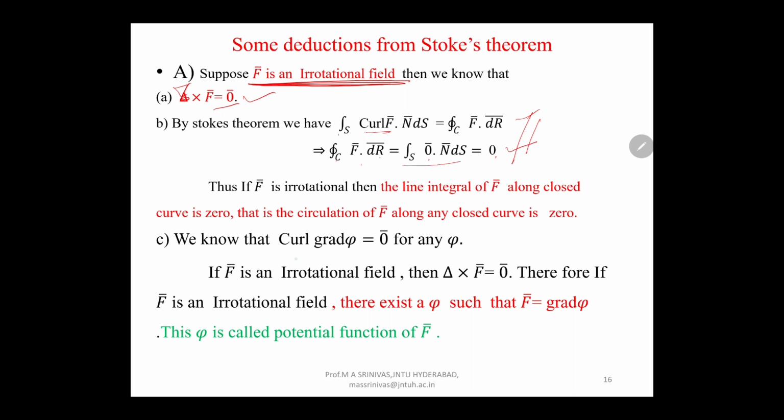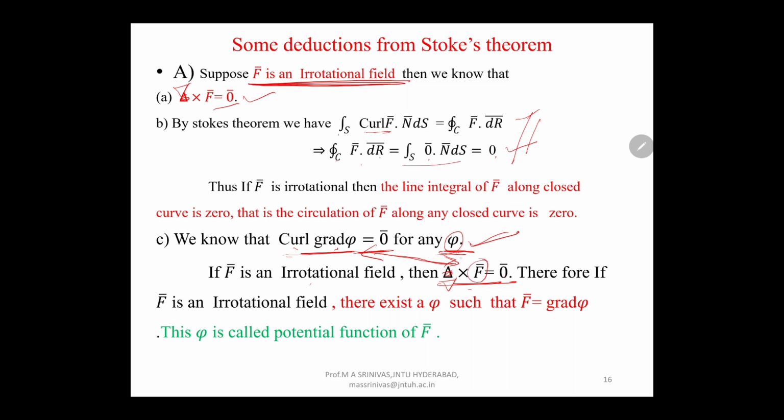Just now I proved curl grad phi is 0 bar. For any phi, whatever scalar point function you take, find the gradient, after that find the curl, this is always 0. So this is one result. If f bar is irrotational, curl f bar is also 0. So observe these two: del cross f bar is 0 bar and curl grad phi is 0 bar.